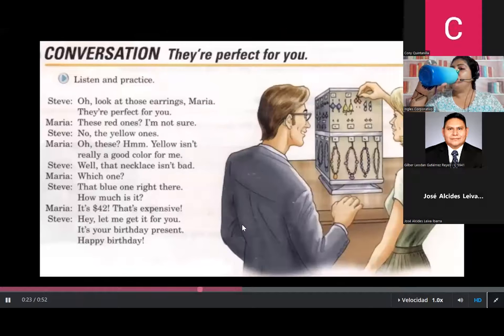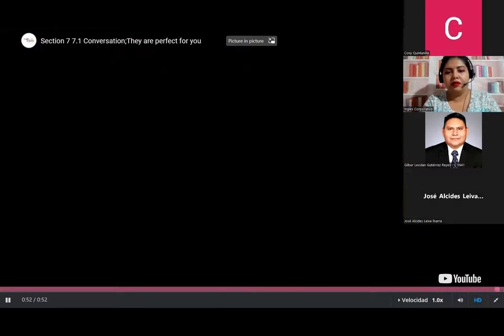Oh, look at those earrings, Maria. They're perfect for you. These red ones? I'm not sure. No, the yellow ones. Oh, these? Yellow isn't really a good color for me. Well, that necklace isn't bad. Which one? That blue one right there. How much is it? It's $42. That's expensive. Hey, let me get it for you. It's your birthday present. Happy birthday.